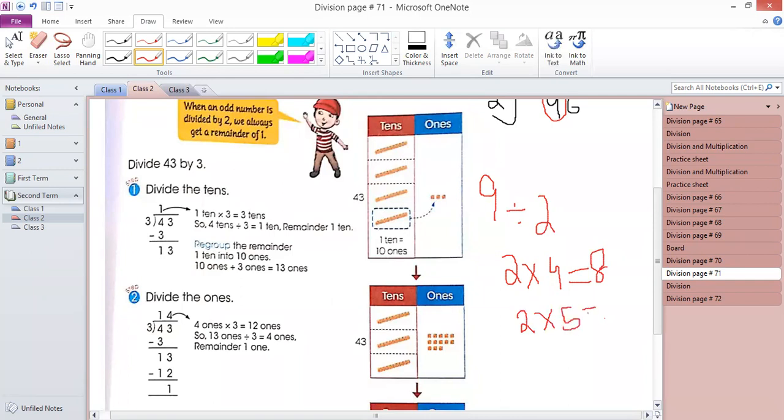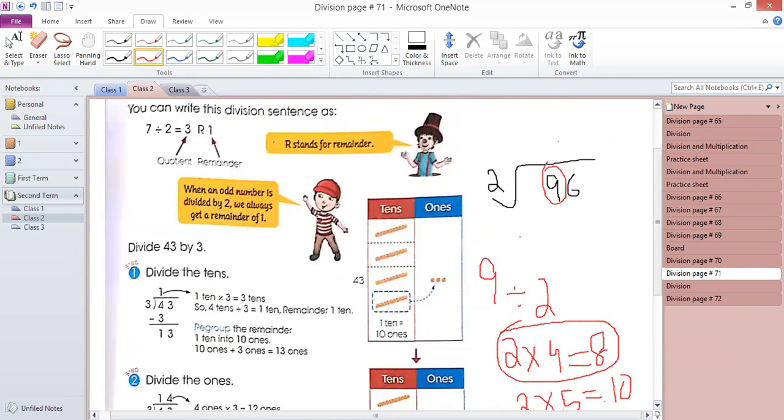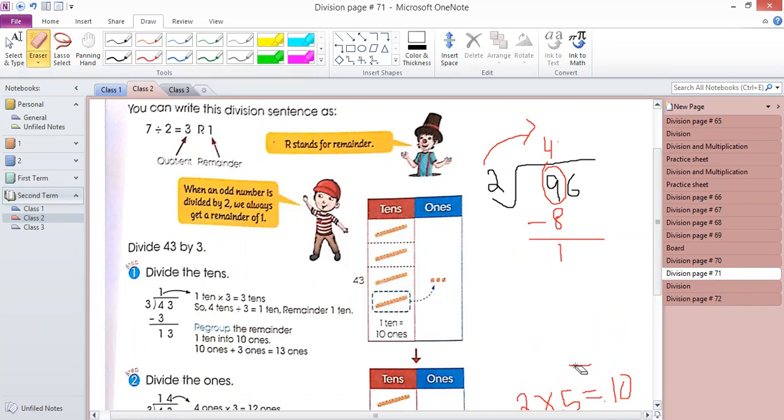There is no 9, so I will go for the number which is almost 9 or less than 9. This is 8. So 2 4s are 8. So I will write here 4. That means I can make 4 groups of 2 out of 9. Now multiply this 2 with 4. 2 4s are 8. Subtract. 9 minus 8 is equal to 1. I finished the division of 9 now.